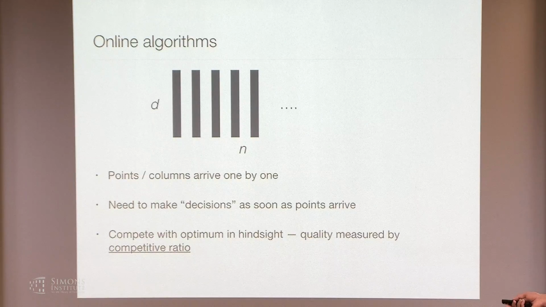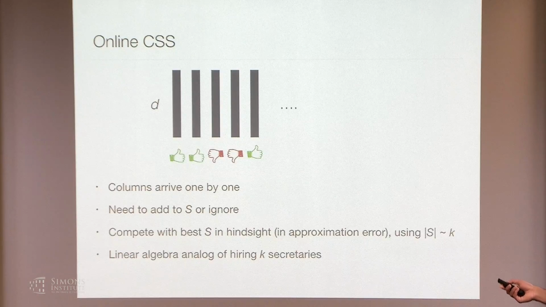So this is the setup. Let's see what we mean by online column selection. Column selection turns out to be much easier to define in this notion. You have a bunch of columns that show up one after the other, and whenever a column arrives, you must either choose to pick it or ignore it.